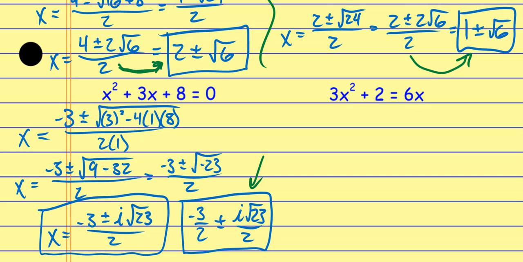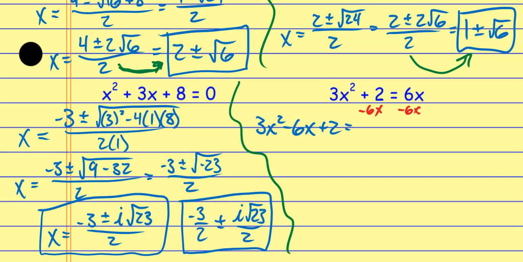If I look at the next one, same kind of thing here. Once again, this is not written properly. If I think about it, I have to subtract that 6x from each side. I've got to have this set equal to 0. And then the other thing here, make sure you write this in the appropriate order. It should be 3x squared minus 6x plus 2 equals 0. It should be the x squared, then the x, then the constant term. That's the right format for identifying a, b, and c.